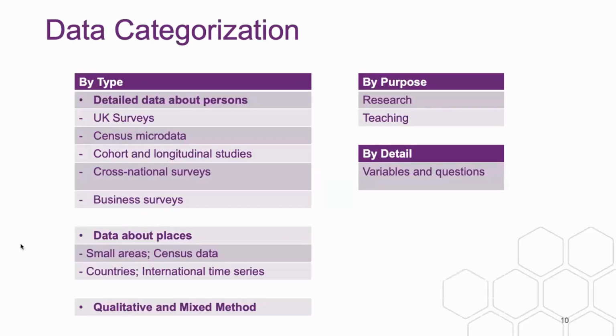So before we get stuck into data types and how to access them, we're going to touch on data categorization. There are various ways in which we categorize data. One of these is by type, so data on people. This might be in the form of a survey. Data on places, such as census data for small areas or international time series data for countries, and also qualitative and mixed methods data as well.